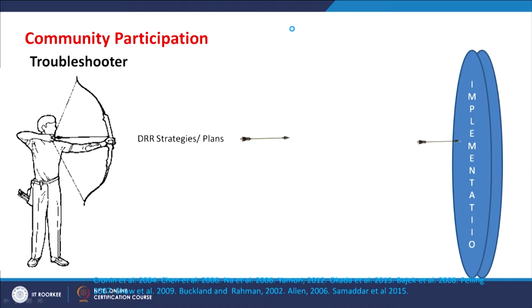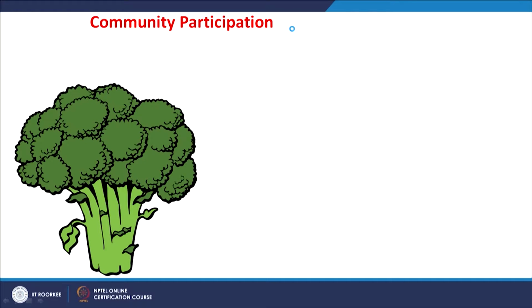Now, it is a kind of troubleshooter. If you have any problem implementing your strategies and plans, if you fail to do so, you incorporate community participation, involvement of the community, a participatory approach. Everybody would tell you that, okay? It's like broccoli. Everybody would ask you to eat. It's broccoli in planning, in disaster risk management. Nobody would tell you don't eat. Everybody would recommend you to have community participation as a tool for successful implementation of disaster risk management.